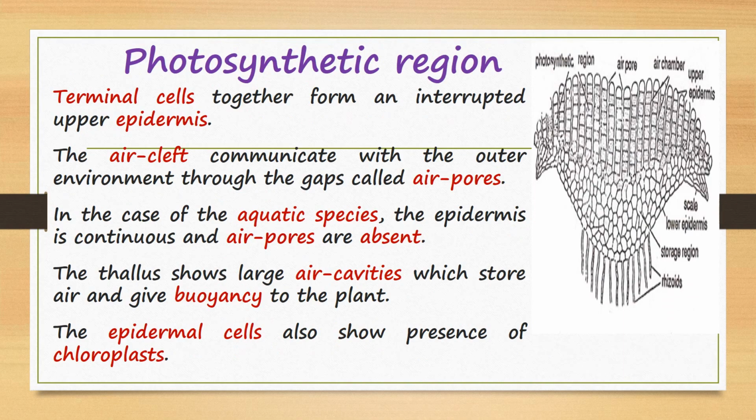These terminal cells together form an interrupted upper epidermis. The air clefts communicate with the outer environment through the gap in the upper epidermis called air pores. In case of aquatic species, the epidermis is continuous and the air pores are absent. So, the air pores are present in the terrestrial habitat of Riccia.